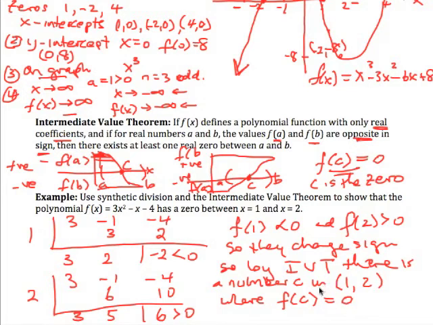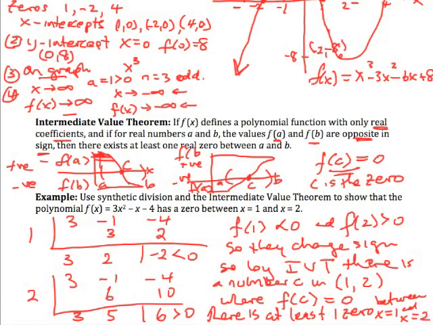Alright, so there's at least one 0 between x equals 1 and x equals 2. Okay, and that's how we use the intermediate value theorem.